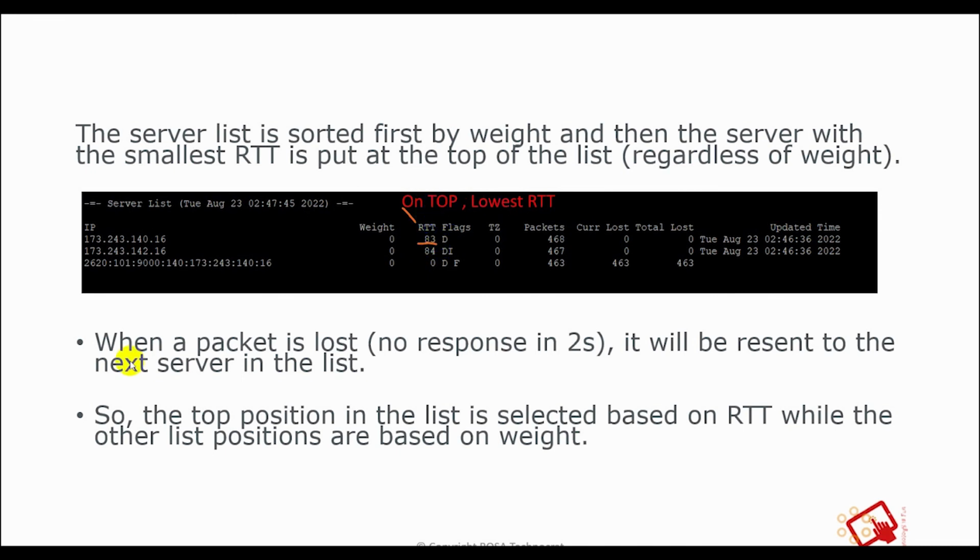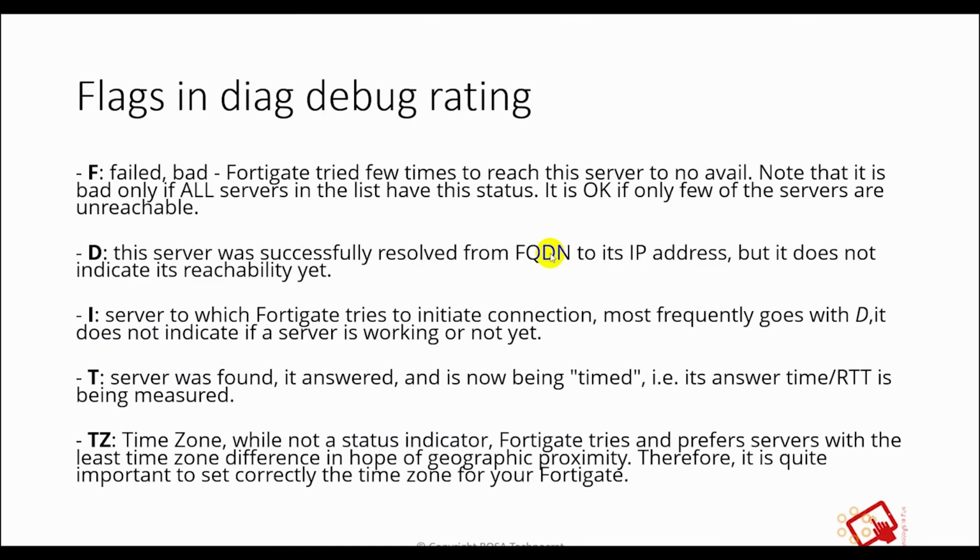As for how it calculates the RTT: whenever a packet is lost and there is no response in the next 2 seconds, the request will be sent to the next server. So let's say the first server was sent the request but it's not responding within 2 seconds, then it will try to send the packet to the next server. The top position in the list is selected based on RTT while the other list positions are based on the weight. This is how the server list works.